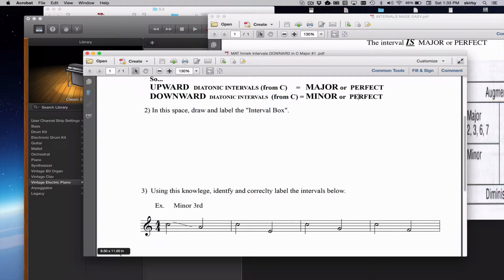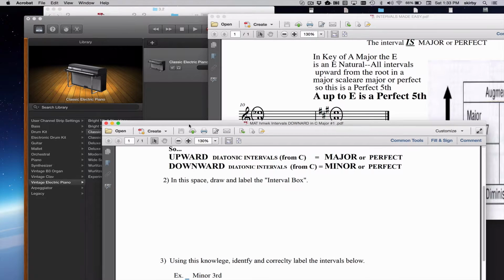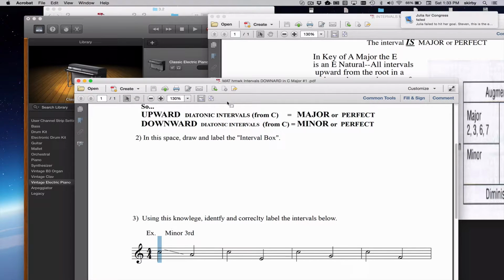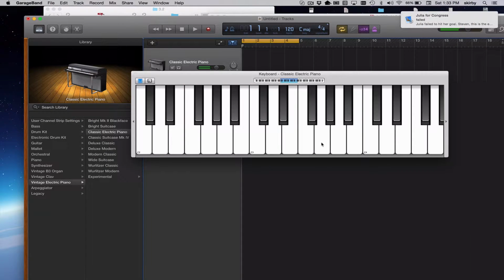There's our C. We're in the key of C. That is the root of a C scale, and we are going to go down to A. Now in our previous assignments, we went up to A and figured out that that was a major sixth: 1, 2, 3, 4, 5, 6. All intervals upward from the root in a major scale are major or perfect. A sixth is a major or minor type interval, not a perfect interval, so that's a major sixth.